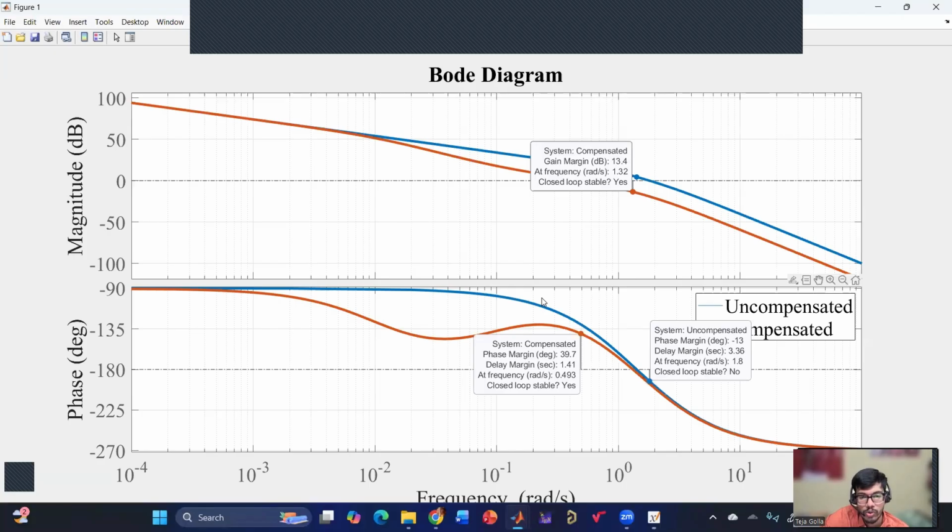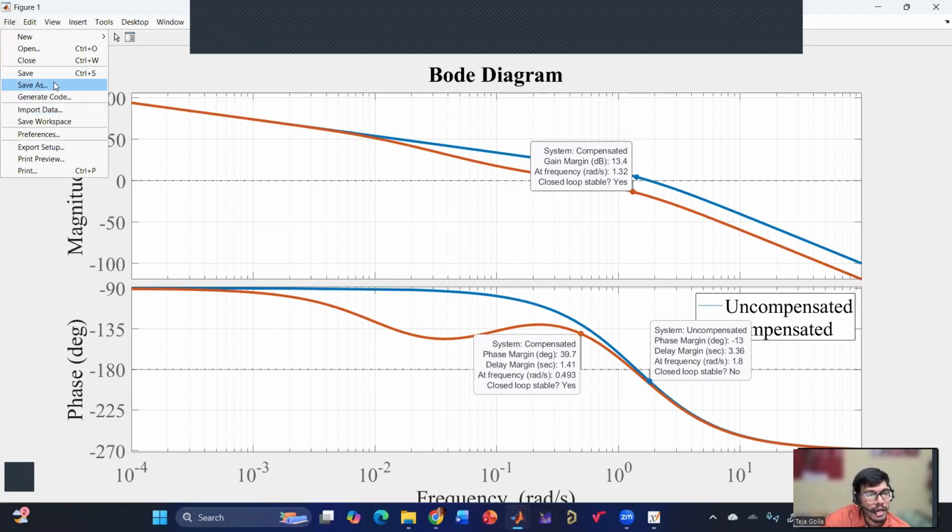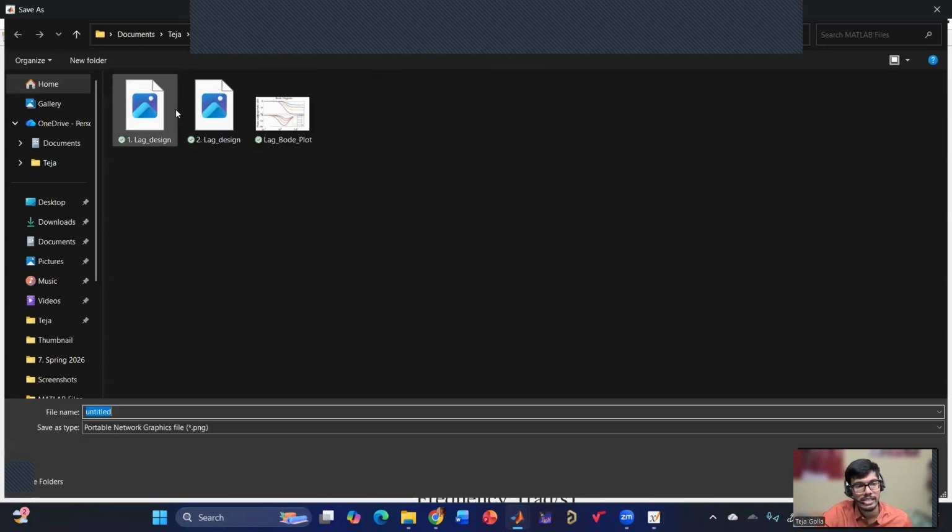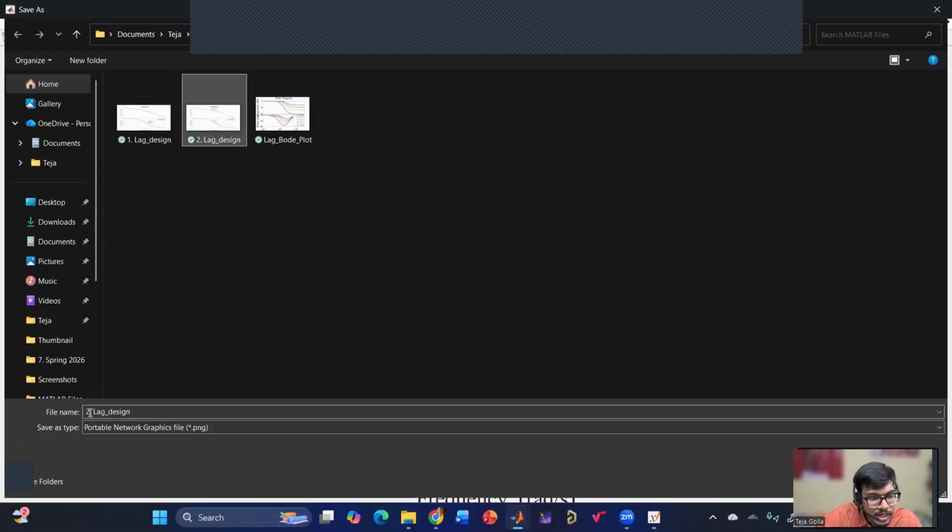So what I'm going to do is, let me add this. If I want more than 40 degrees, then I have to slightly improve my correction term. I have considered 10 degrees. Let me consider 12 degrees and see what will happen. So this is my third picture in lag design.